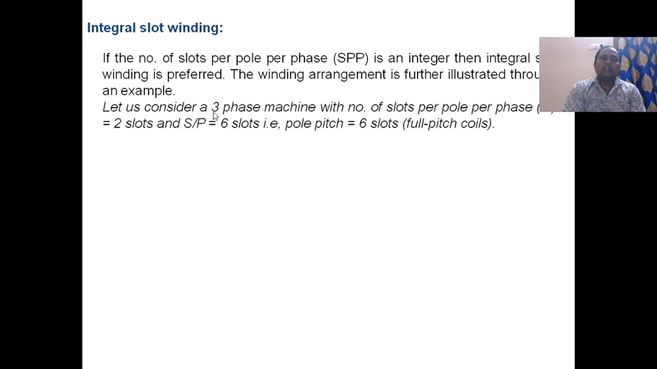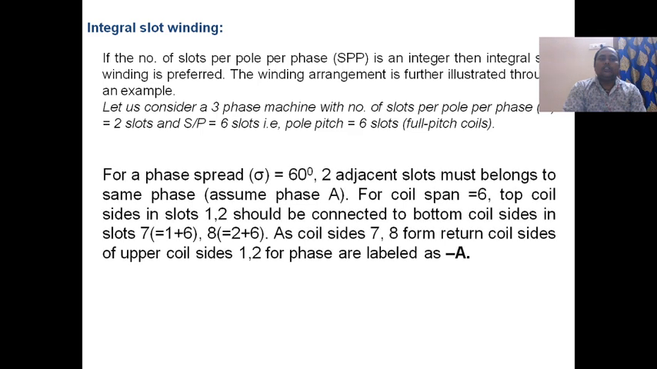Let us consider a three-phase machine with the number of slots per pole per phase m equal to 2 slots, and S by P is equal to 6 slots. Pole pitch is equal to 6 slots. So this is the given data. For phase spread, gamma is equal to 60 degrees.